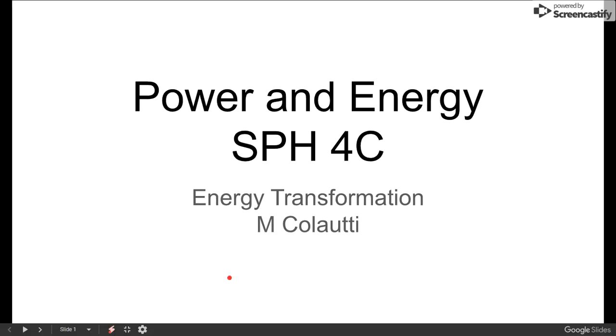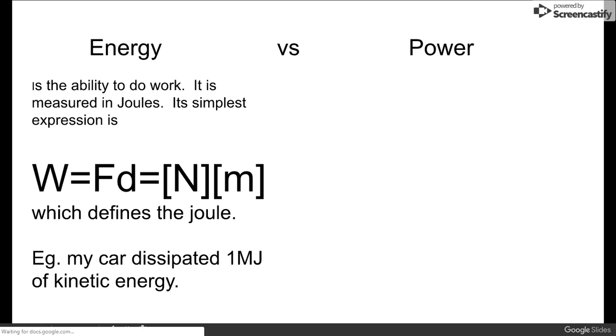Power and energy. I have to leap forward a bit here because we didn't do electrical or solar energy because we need power first, and you'll see why. We have energy versus power. Energy is the ability to do work, and in its simplest form is W equals F times D.